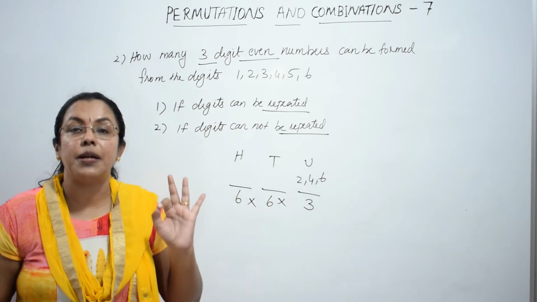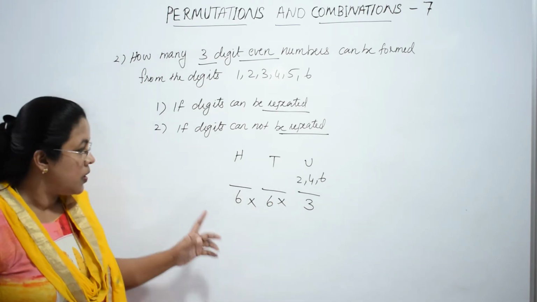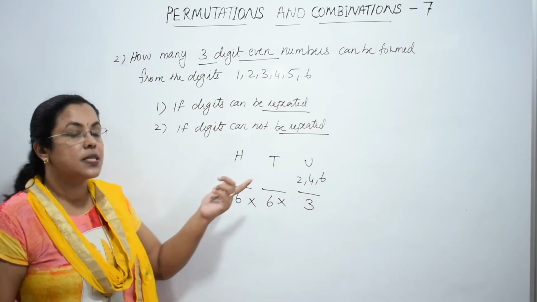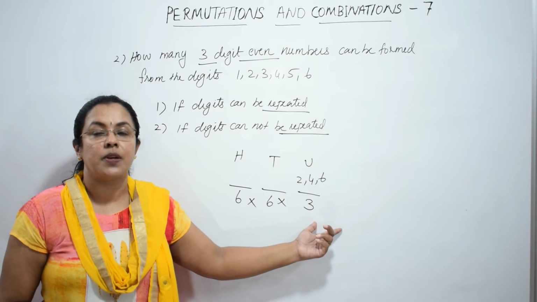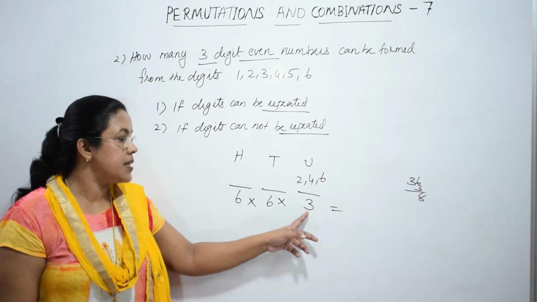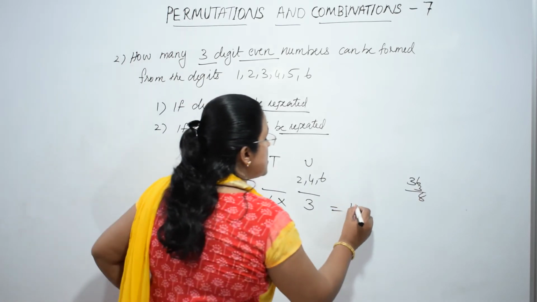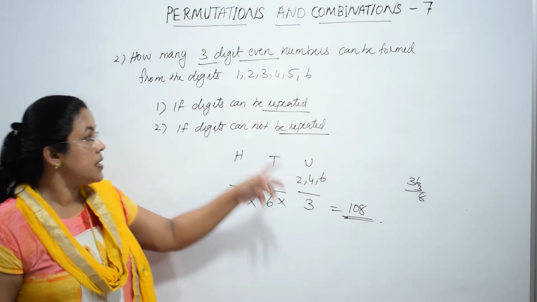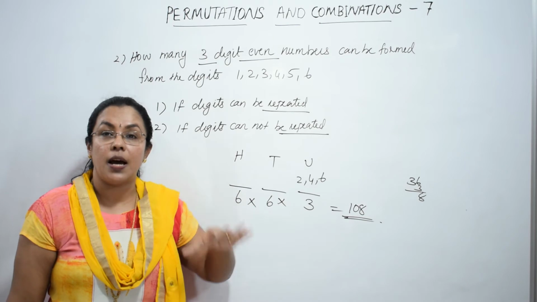Again, using the fundamental principle of counting, total numbers possible is equal to 6 into 6 into 3. 6 6s are 36, 36 into 3, 108. This is when repetition of digits is allowed.